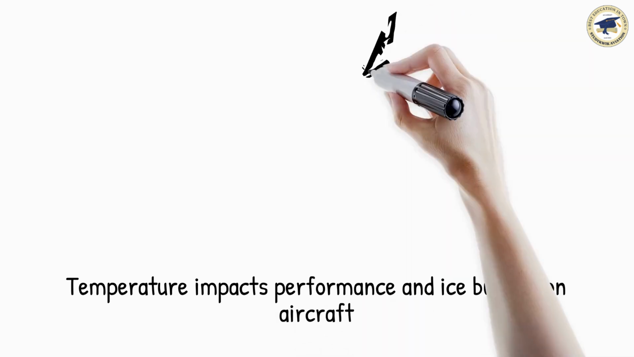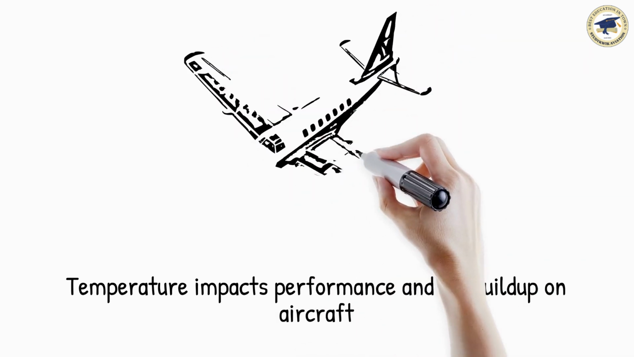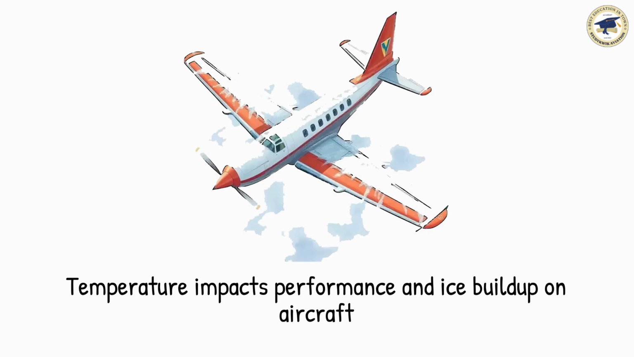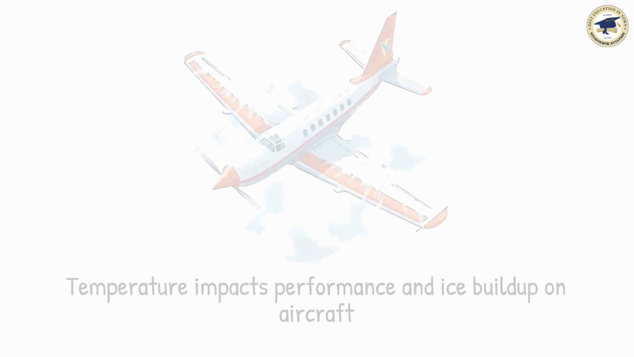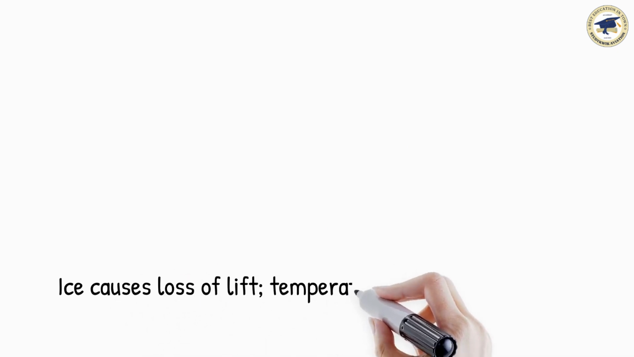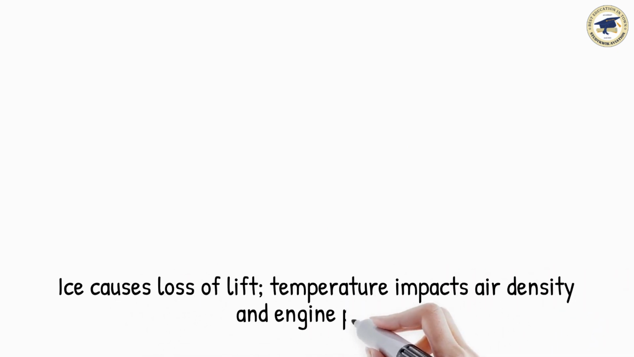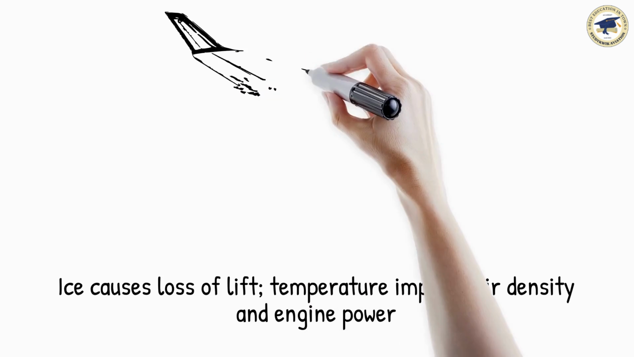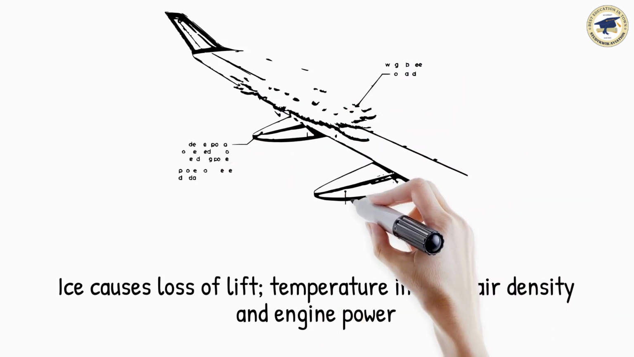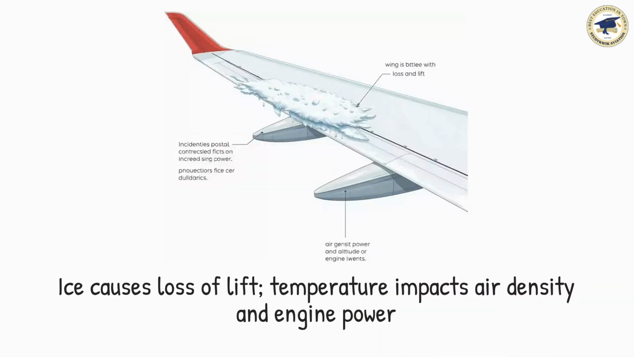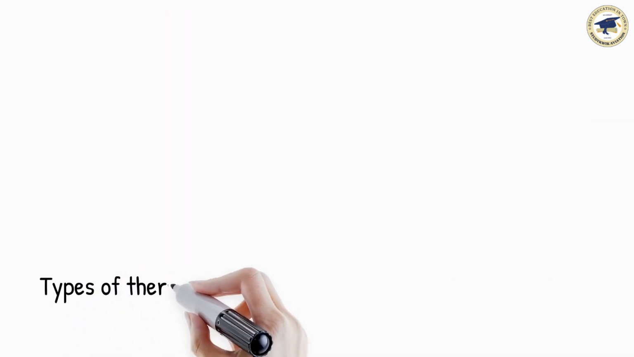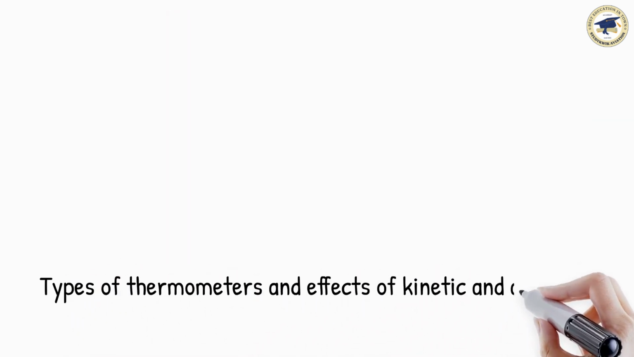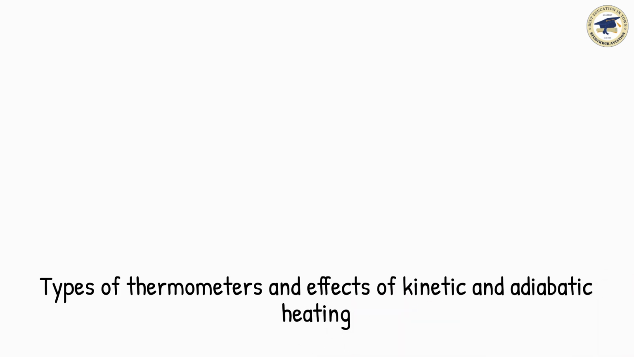Temperature affects aircraft performance. Ice can build up quickly, especially in cloud. Ice buildup can cause loss of lift and an increase in drag and weight. Temperature affects air density, which affects engine power and the measurement of altitude and speed. Kinetic and adiabatic heating will give a false indication of the true outside air temperature.